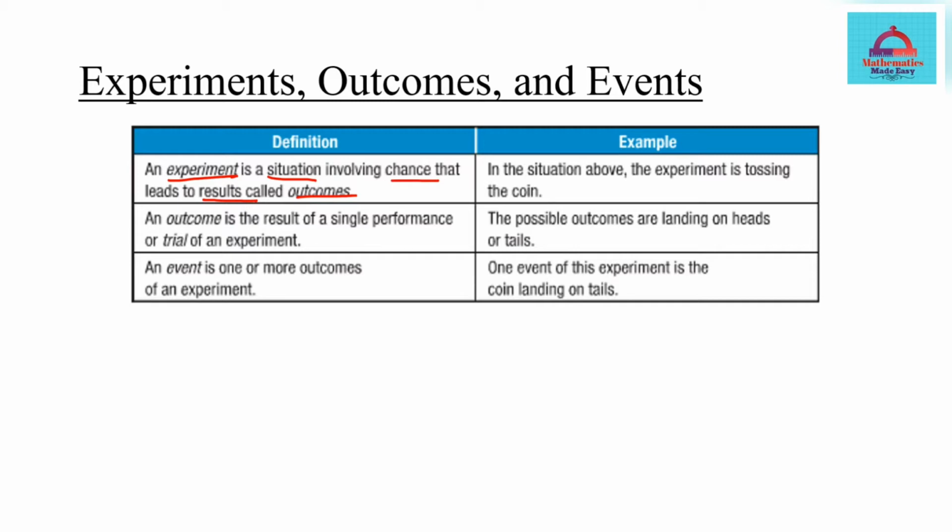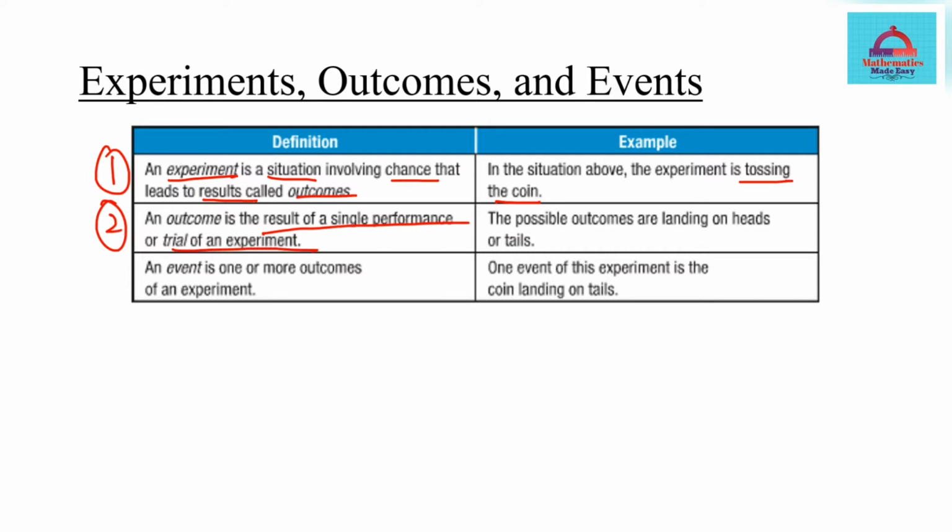So for example, let me give you an example here. The tossing of a coin. If you have a fair coin and you're tossing it, then that is called an experiment. And there can be different types of experiments as you would see in the lesson today. So next is your outcomes. Second is outcomes. An outcome is the result of a single performance trial of an experiment.